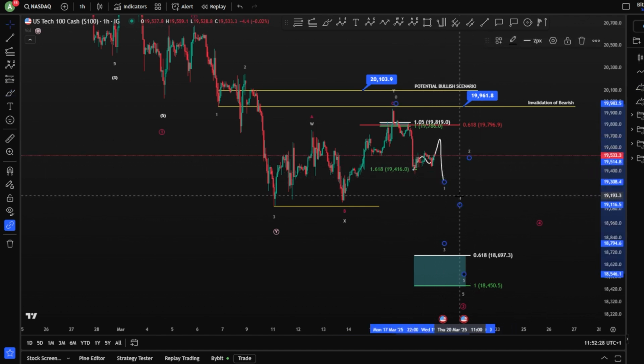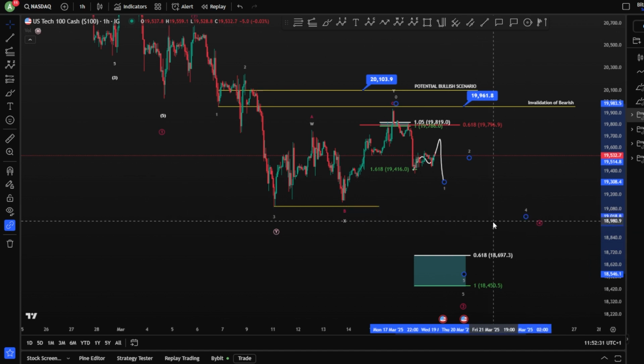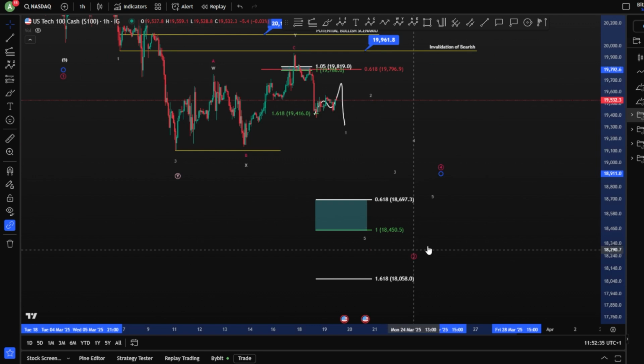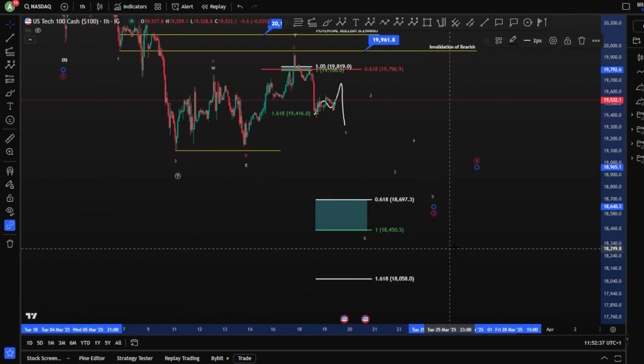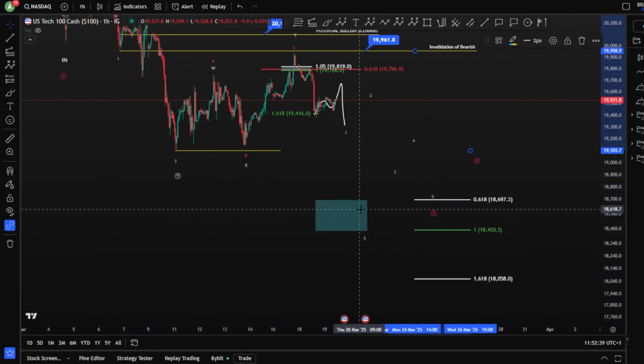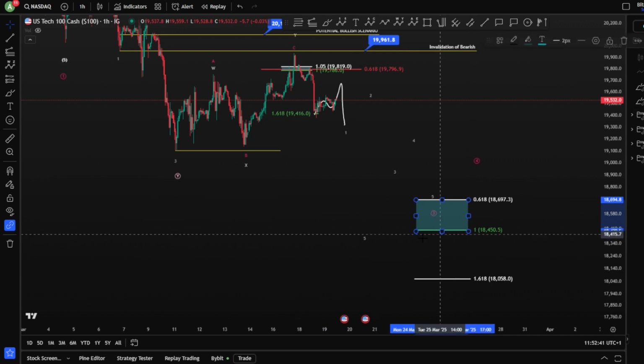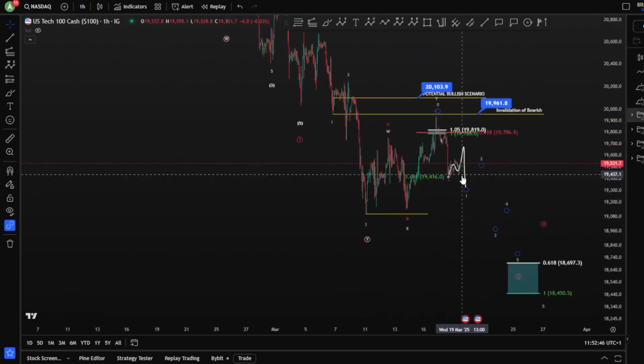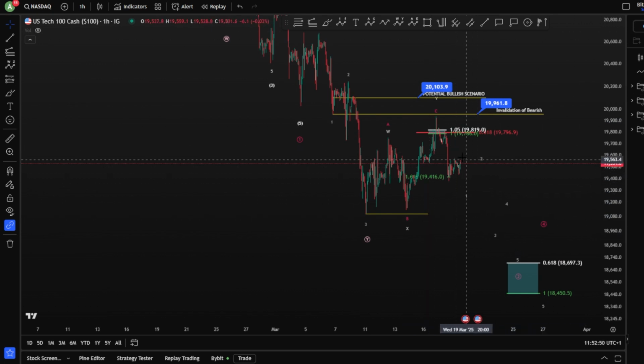So wave 1, 2, and then 3, 4, and a 5. Here we go. And with this wave, we're gonna finish a wave 3, 4, and a 5. Here we go. Potentially, of course, every day we have to move the things with the time. So basically, this is what we are looking for right now.